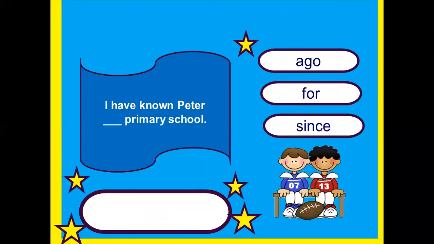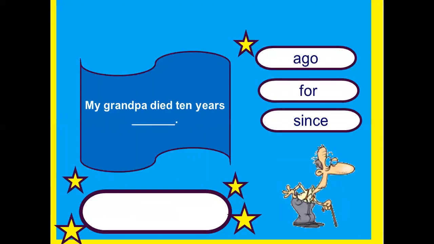I have known Beta since primary school, of course. The start point of knowing Beta was primary school, so I have known Beta since primary school. My grandpa died 10 years ago. It's clear because it's a certain point of time. Now we come to the end. I think now it's clear.